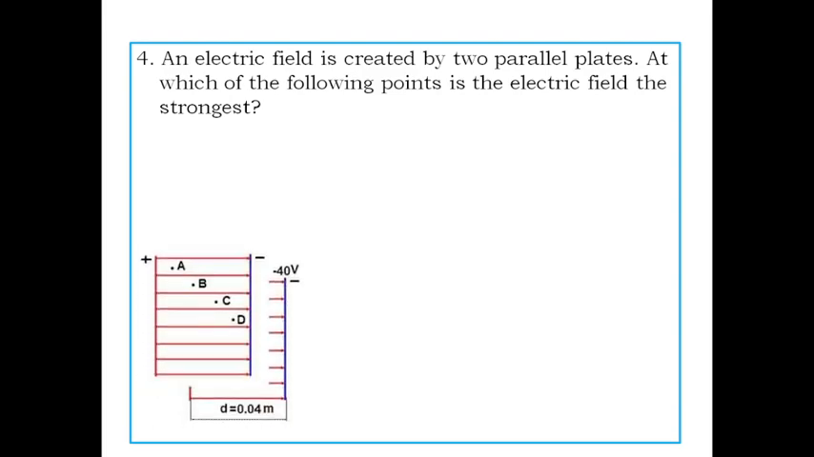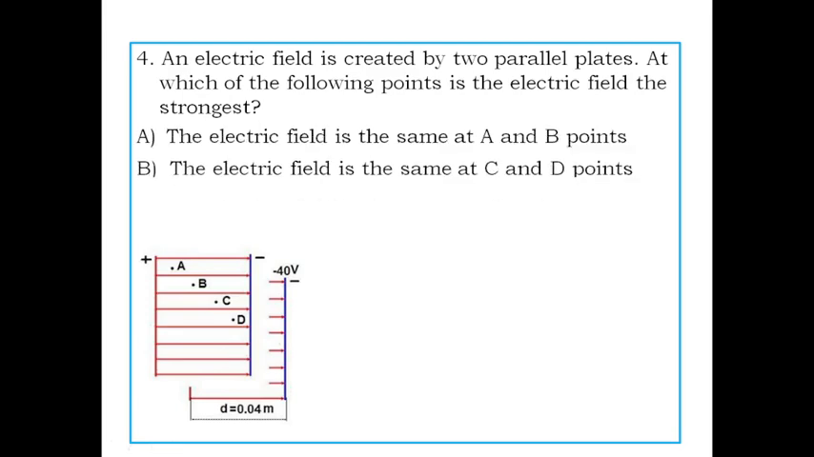So this is the electric field we have. It means there are two plates, positive and negative. In between these two we have the electric field. So where do we have the strongest electric field? That's the question. So we have four options for that as usual.